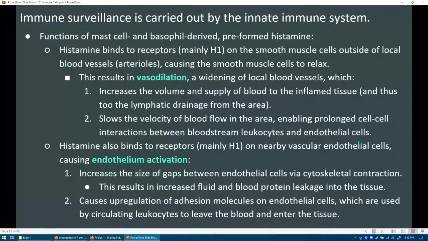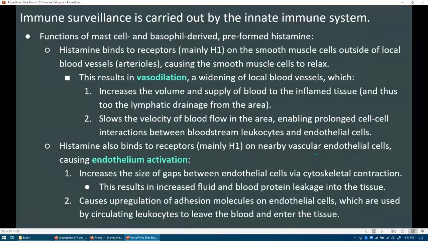Okay, this allows blood cells to more easily be able to pull themselves out of the bloodstream and into the tissue where they need to fight the infection. So that's what it does to smooth muscle cells. That causes vasodilation. Histamine also acts on endothelial cells directly, and it's the same receptor, it just causes a different cellular response because it's a different cell type.